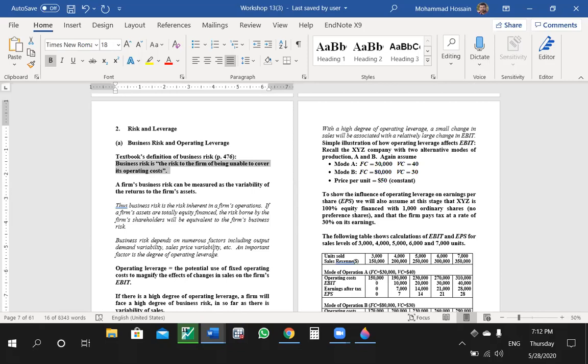Second one, we're talking about operating leverage. What is operating leverage? If you can increase the sales volume and thus increase the EBIT, that is called operating leverage. You use your fixed cost in such a way that your sales increase. As a result, your EBIT, which is earnings before interest and tax, increases too.